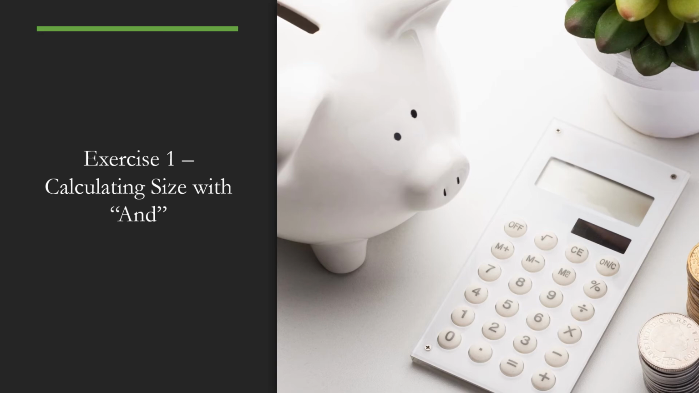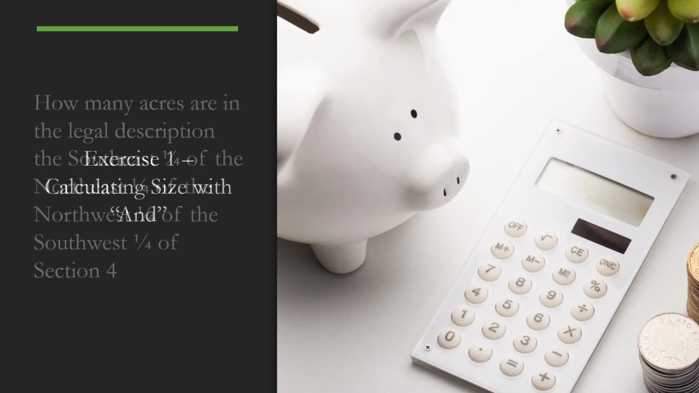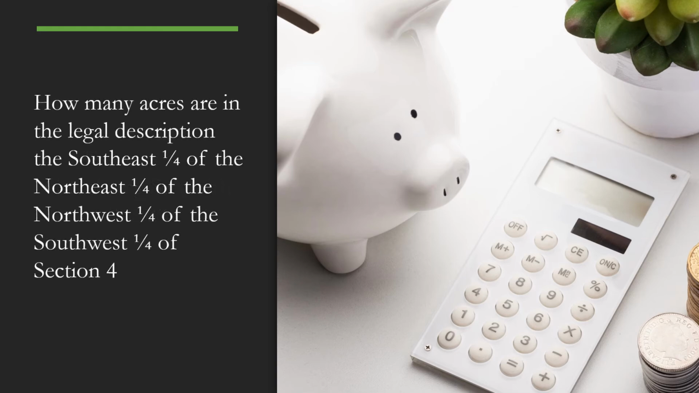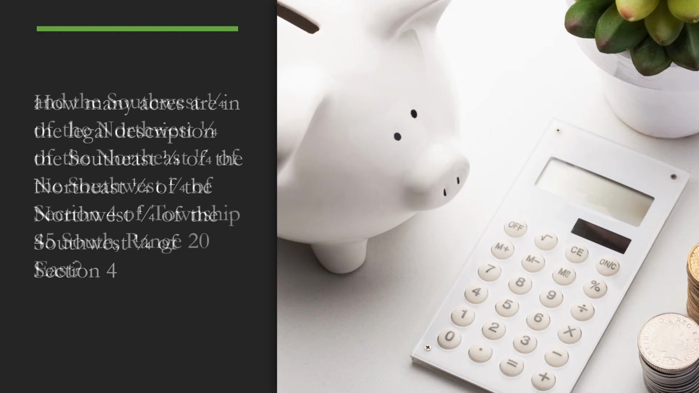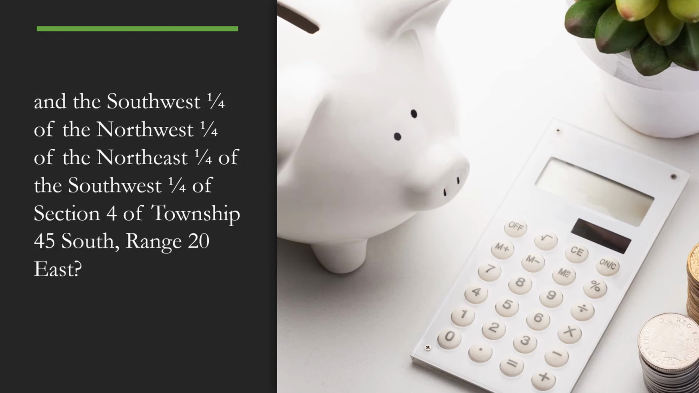Exercise 1, calculating size with "and." How many acres are in the legal description? The southeast 1/4 of the northeast 1/4 of the northwest 1/4 of the southwest 1/4 of section 4, and the southwest 1/4 of the northwest 1/4 of the northeast 1/4 of the southwest 1/4 of section 4 of township 45 south, range 20 east.